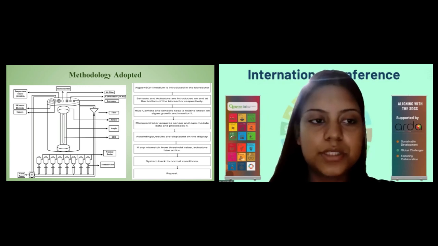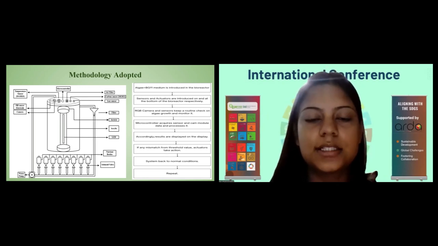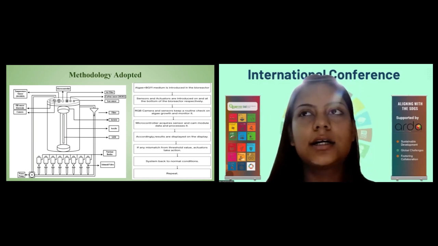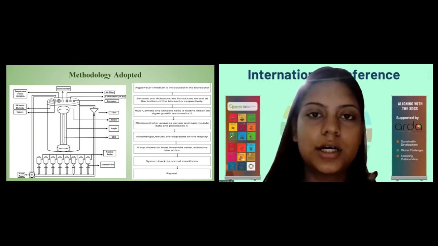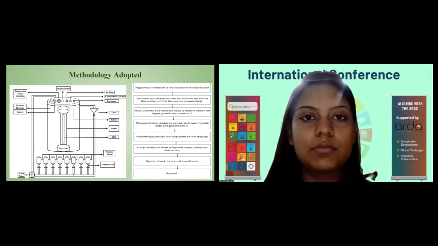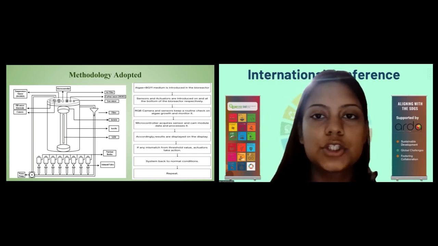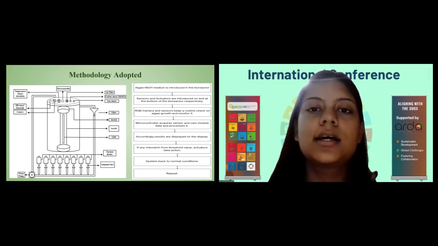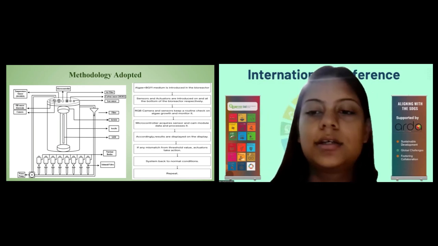The sensors which we are using are a temperature sensor, carbon sensor, lux sensor, and pH sensor. These are the essential things which algae needs. All these components, like temperature and pH, should be at their optimum levels, and only then can the algae grow optimally.